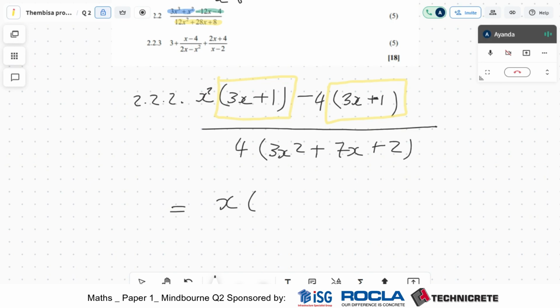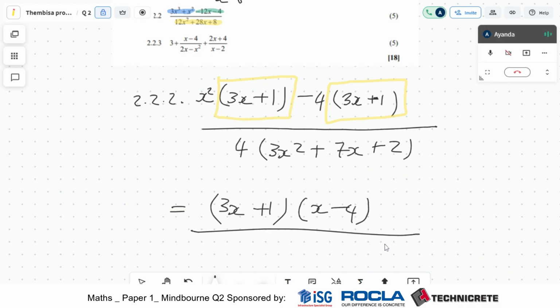Well, this is supposed to be x squared. So what we can do is we can group these 2 common terms together as 3x plus 1, and then we're left with x squared minus 4, just to neaten things up.